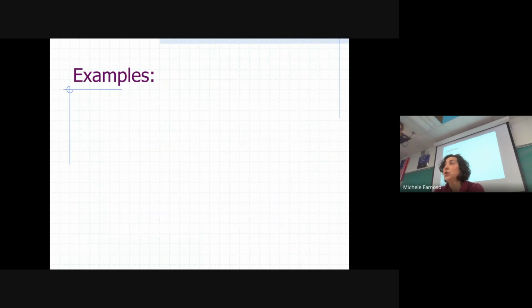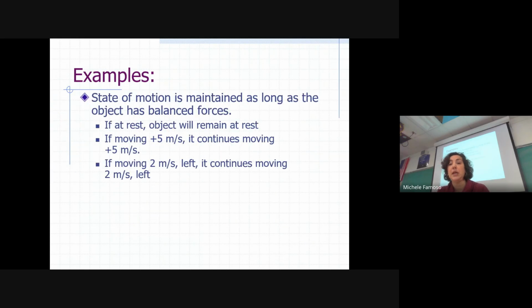Okay, so let's look at some examples. What does this mean when we have balanced forces in terms of our motion? When we have balanced forces, if you're not moving, it means your velocity is 0 meters per second, and it will always be 0 meters per second, period.